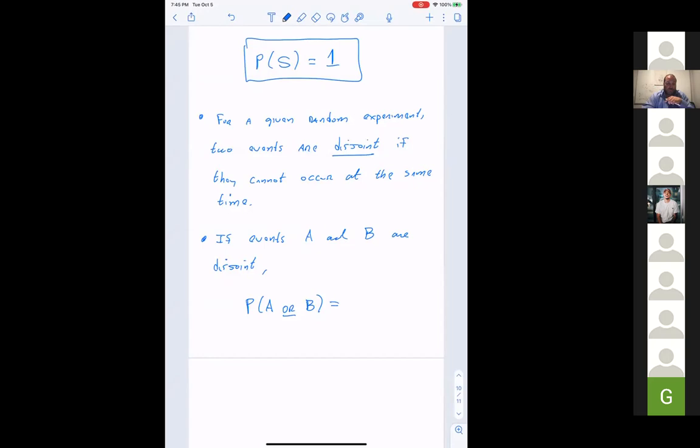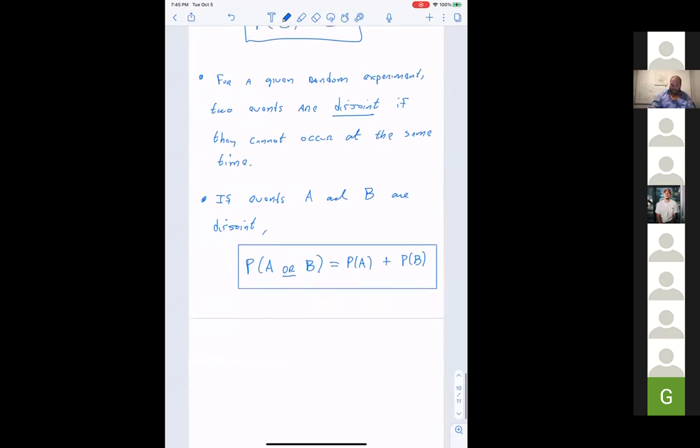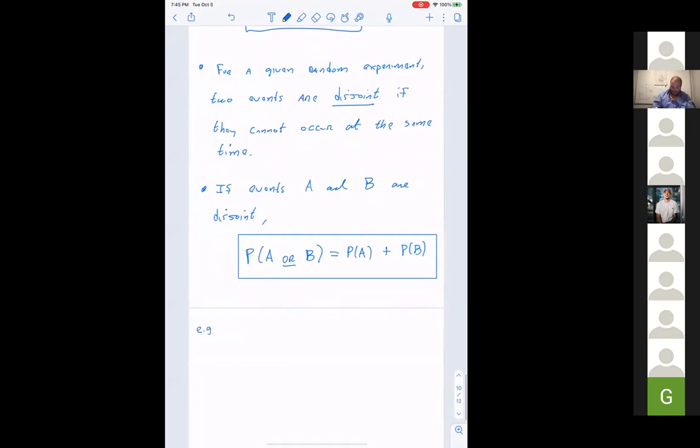I'm looking for a formula that applies to every situation. So the answer is, if they're disjoint, I can compute them separately and then add them together. The likelihood of A or B occurring is equal to the likelihood that A occurs plus the likelihood that B occurs. Let's do an example to illustrate that.